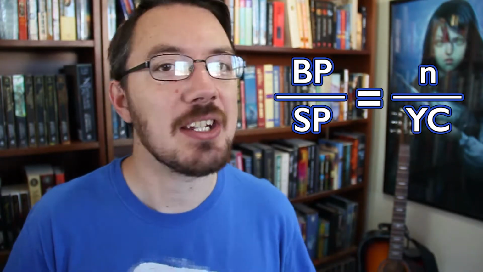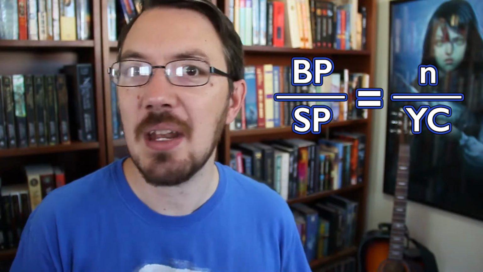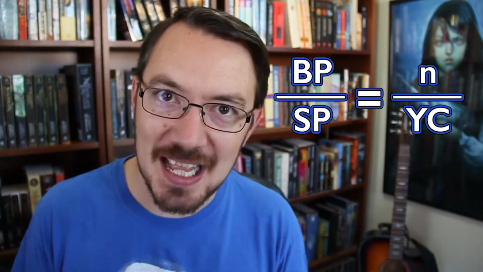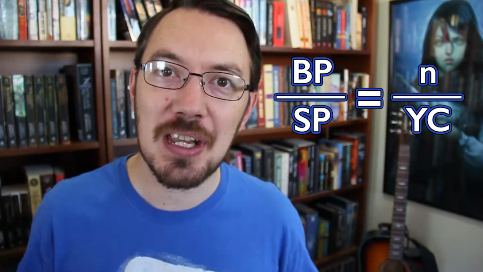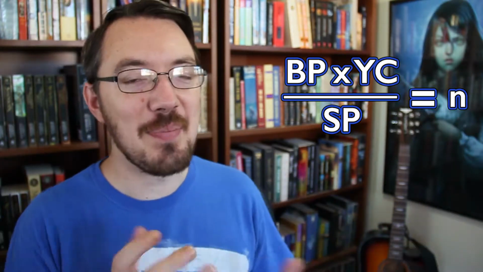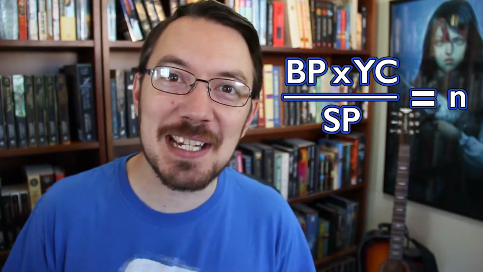SP stands for script pages, which in this case is just always 110 because that is how many script pages Blake Snyder thinks are supposed to be in a script. YC stands for your chapters. How many chapters are you planning in your book? And that is the number that you stick in there for YC. And then N is the result that you're looking for. So once you have this formula, you rearrange it to look like this, and bingo! You've got where that beat is supposed to fall in your outline when you're first doing it.